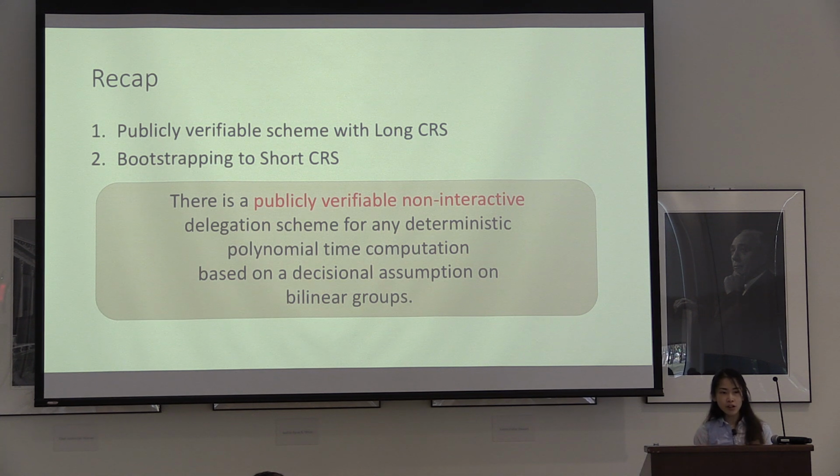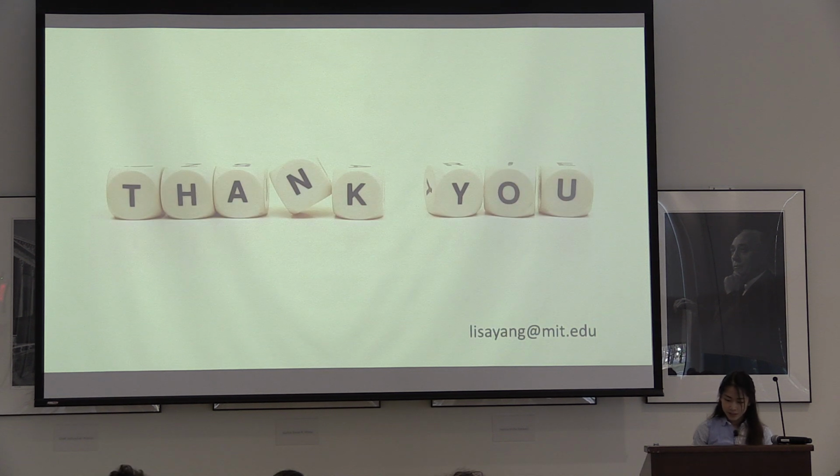And then we take this long CRS scheme and we bootstrap it. Now, bootstrapping has been used in previous works to shorten CRSs. But what's very interesting for us is that we use it here in the non-deterministic setting, but to obtain a scheme for deterministic computations. But this gives us a short CRS scheme for all polynomial time computations. And that's all I have for you.